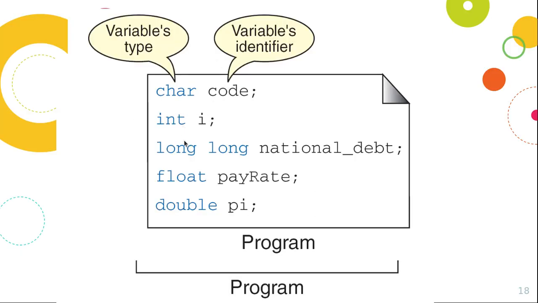Similarly, for int i, long national depth, float payscale and double pi. Char is a data type, code is a variable name. But how are we identifying the character data type? We are identifying it by the name code. Next, move to the new slide.